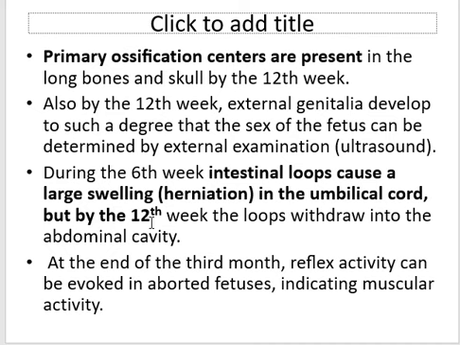But by the 12th week, the loops withdraw into the abdominal cavity. So herniation starts at the 6th week, and at the 12th week the loops withdraw into the abdominal cavity. At the end of the third month, reflex activity can be evoked in aborted fetuses, indicating muscular activity.